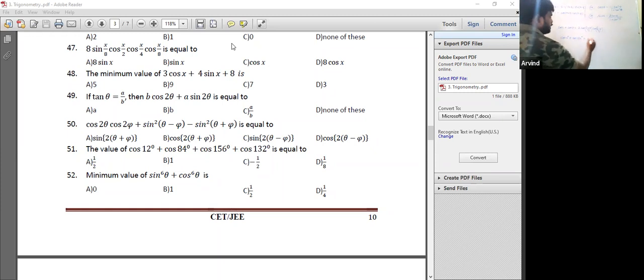So using this formula, I'll get 2 cos, 132 plus 12 is 144, 144 by 2 is 72. Let me do it directly. 132 minus 12 is 120, 120 by 2 is cos 60. So cos 60 value is 1 by 2. So 2 into cos 72 into 1 by 2. 2 gets cancelled. You get cos 72. So combining cos 12 and cos 132, you get cos 72. What remains are 156 and 84.